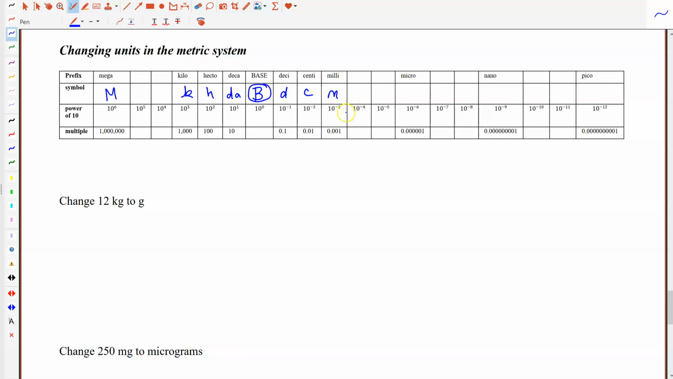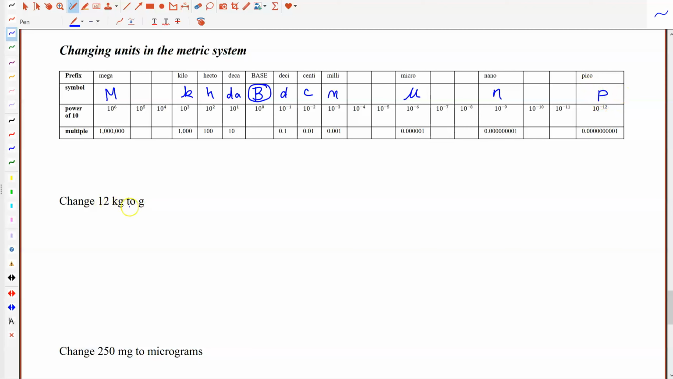Then when you get to another step of 3 you get to micro, which we use the Greek letter mu. Then 10 to the -9th power as it relates to your base is nano, whose symbol or abbreviation is N. And then 10 to the -12th power as it relates to your base is pico, P. Alright, so we can use this chart to do these unit conversions.